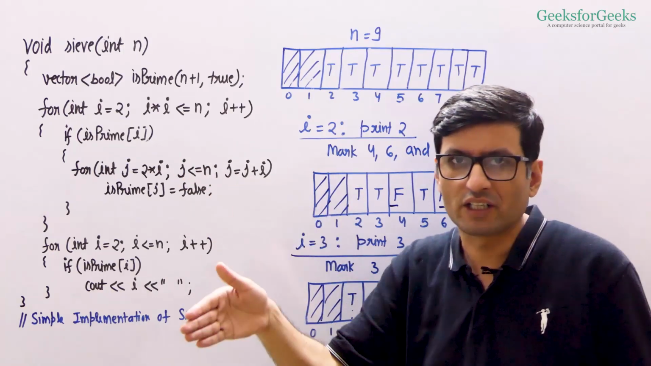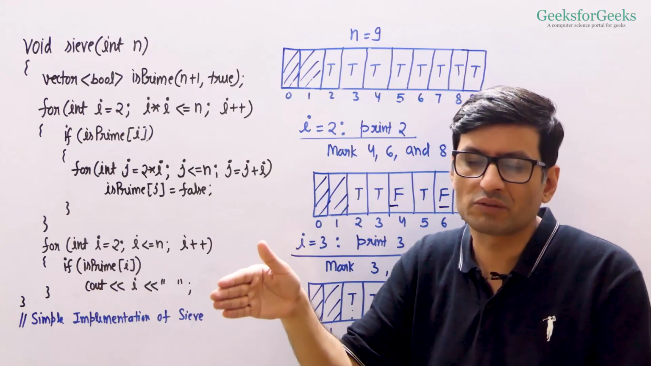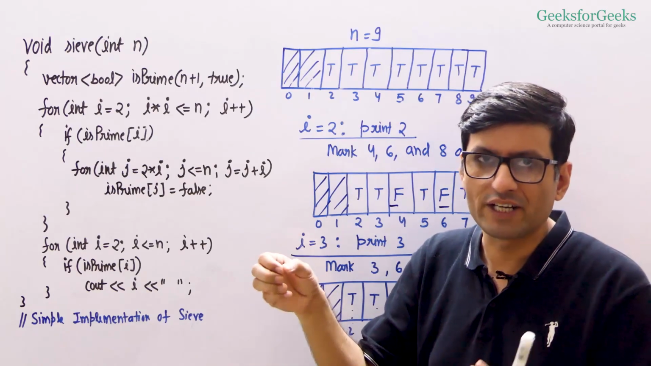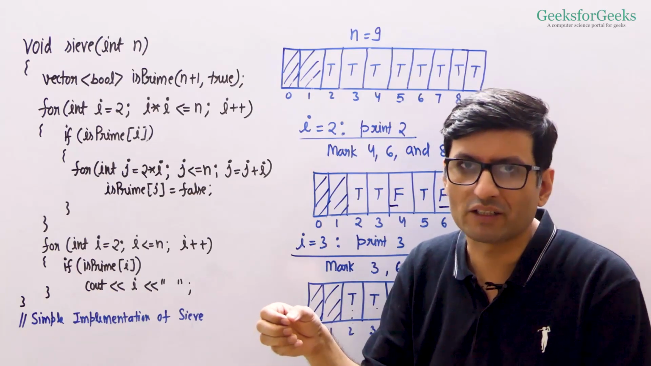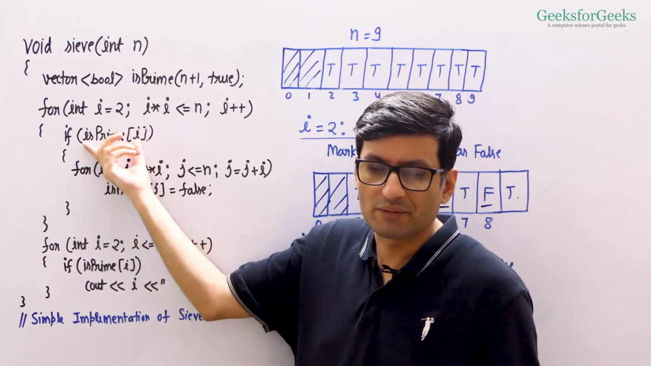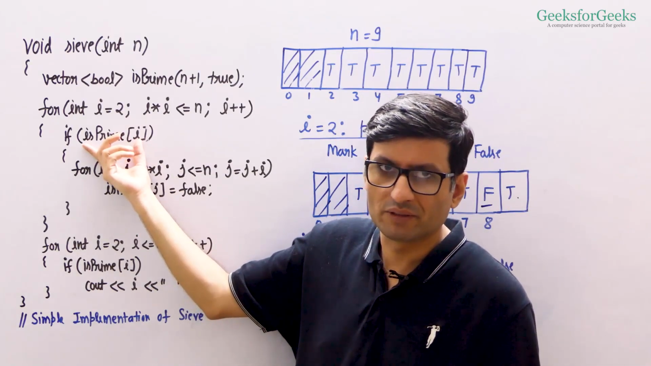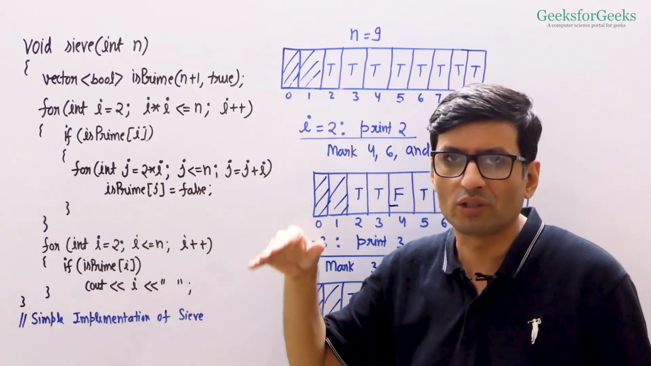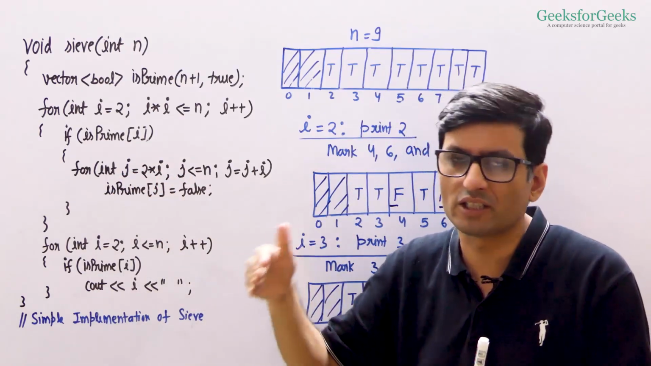So when you have reached i, you must have considered all the numbers from 2 to i minus 1 and considered their multiples. And if i did not have any of those numbers as a factor, then i is definitely prime. So when you reach here, it means i is definitely prime and you are considering all the multiples of i. So you are mainly considering only the prime factors and then their multiples.